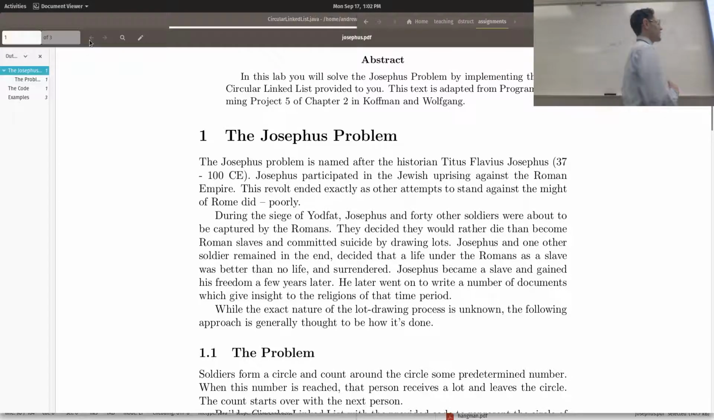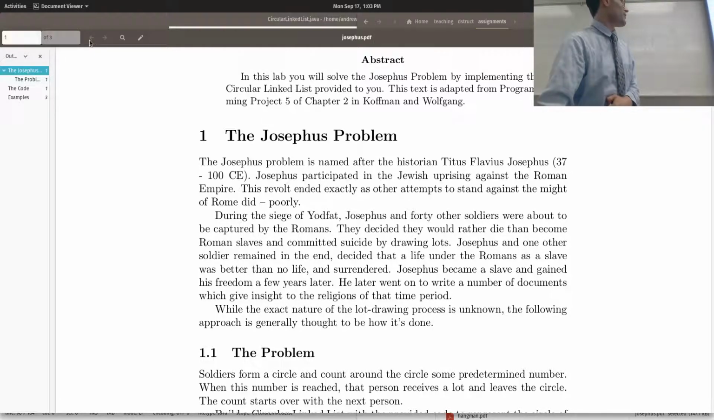The Josephus problem is named after Titus Flavius Josephus, who lived from 37 to 100, so pretty long ago. He was a high priest of the Jewish religion of the time, and he participated in a Jewish uprising against the Romans, who were the current owners of that area of the Middle East at the time. So this was a revolt against the Romans, and if you know about history, then you know that revolts against Rome all end exactly the same, with Rome being the winner and everybody else losing out.